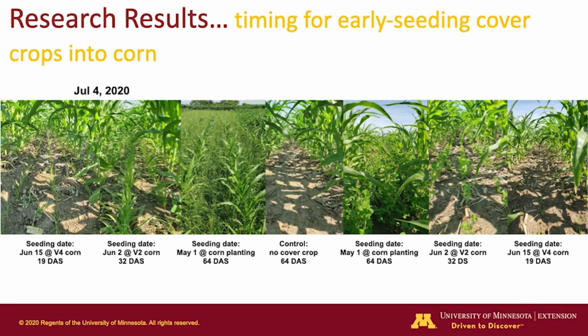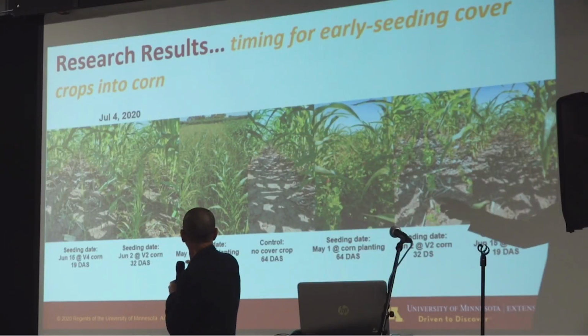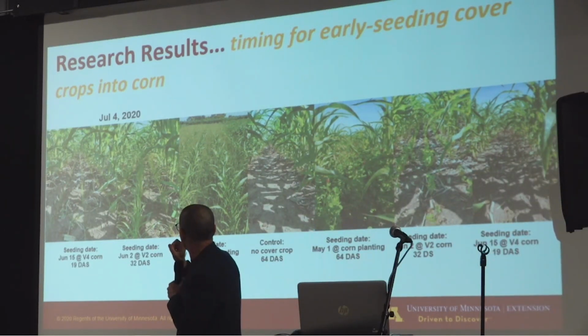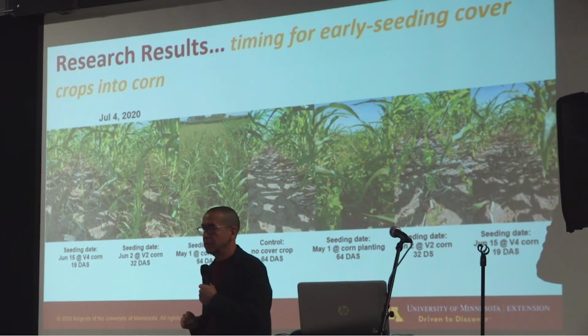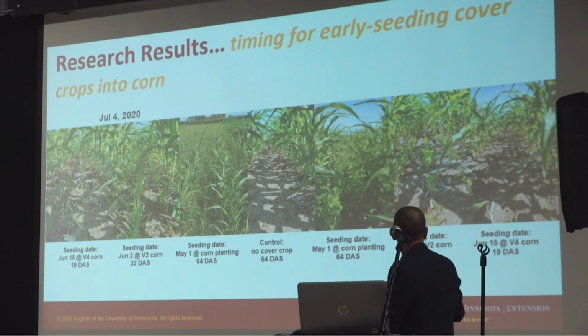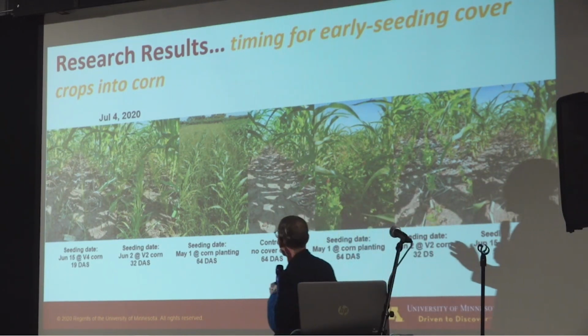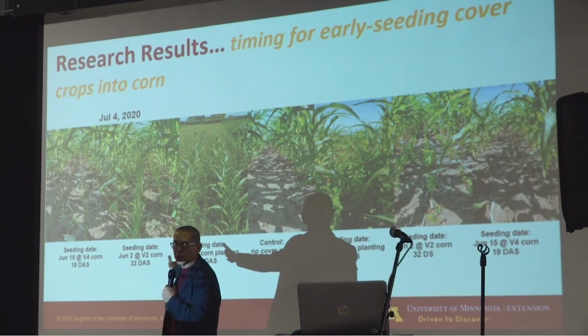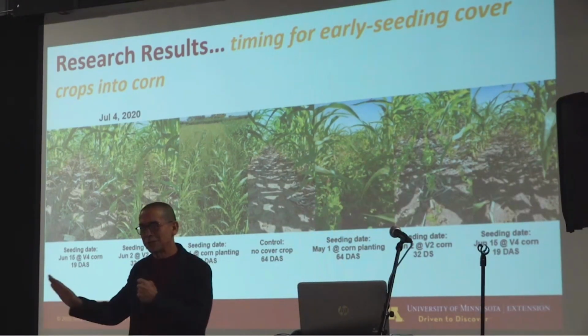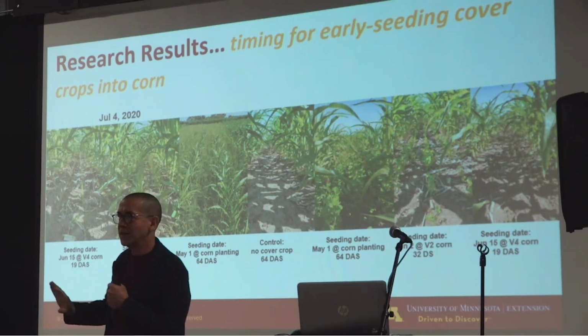Well, there is the first one, control, no cover crop, okay? Then we plant corn and the cover crop together. That's May 1st. Then at V2, that was June 2, and at V4, June the 15th. And also we tried V6 and V8. So you can see, if you plant the cover crop along with your corn, you're done. It reduces yield 80 to 90%. Just that. It's very, very simple.